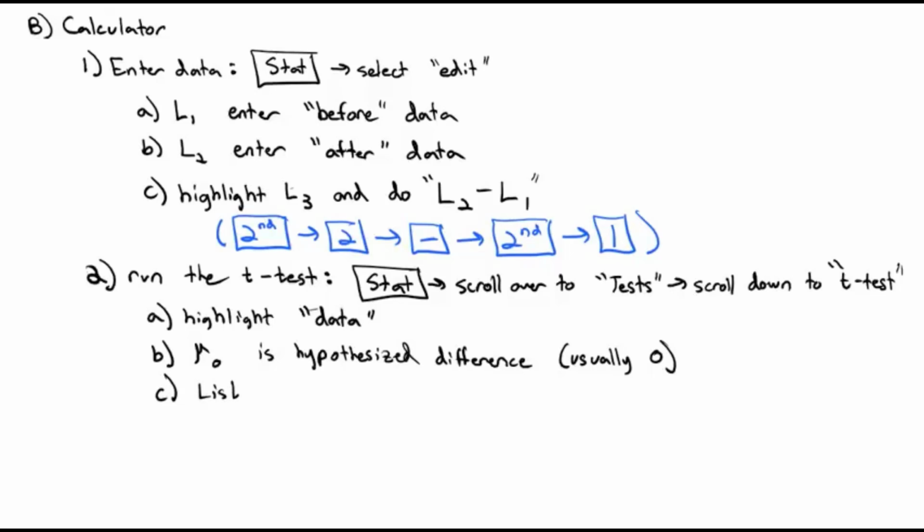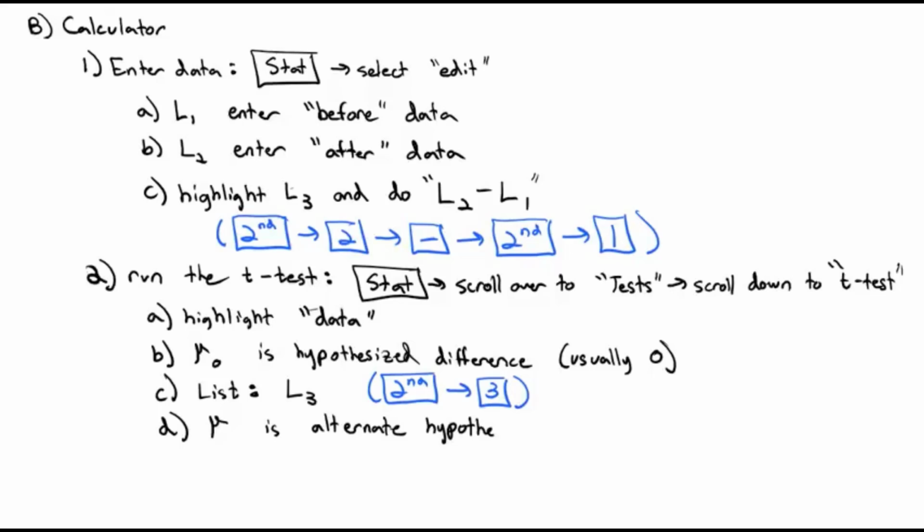Then it'll ask for the list. The list you want to be L3, where you have all those differences entered. The way we select L3 is you hit the second, and then the number 3 will give that third list. And finally, we'll enter in mu, which is the alternate hypothesis symbol. Are we looking for it to be smaller after the treatment, bigger after the treatment, or just not equal to 0 after the treatment?